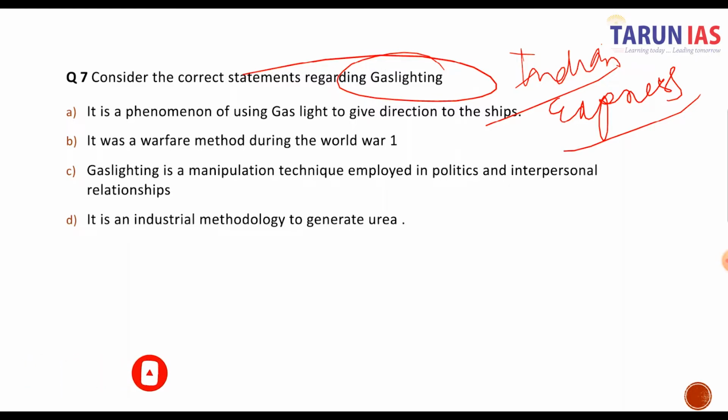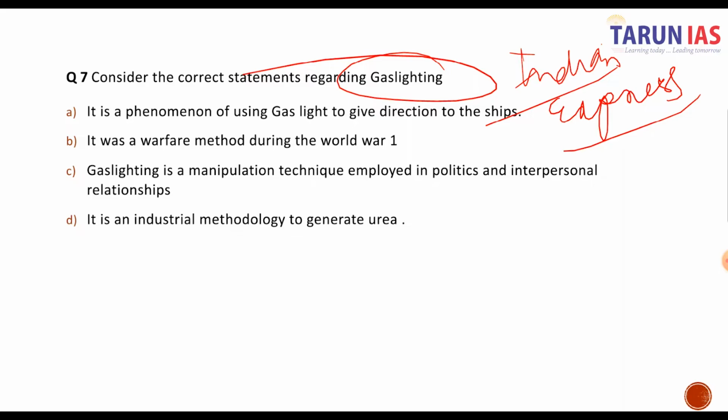Basically, it is a manipulation technique which is employed in politics and especially in interpersonal relationships, whereby a person knowingly or unknowingly tries to influence the victim by gaining trust, by manipulating sentiments or emotions, by engaging in activities which are not exactly true, by persuading the person to live in self-doubt, etc. So this is what gaslighting is. That means it is a social psychological phenomenon. This would definitely not be related to any other thing. So let's read the statements and then we will choose the appropriate one.